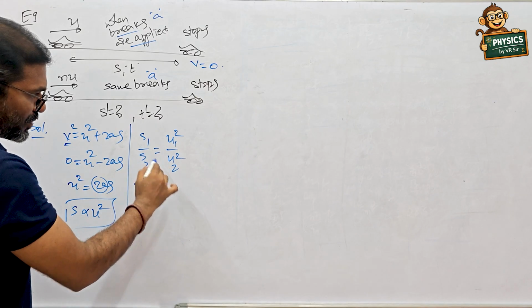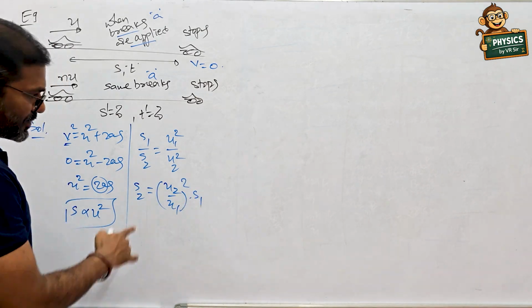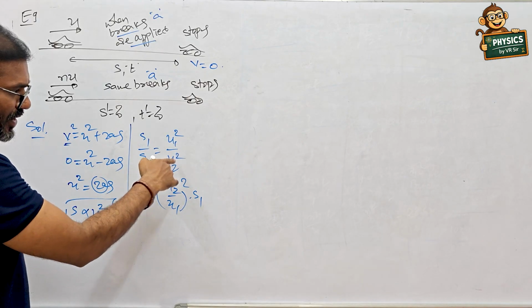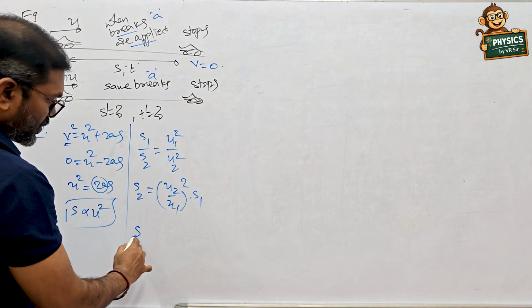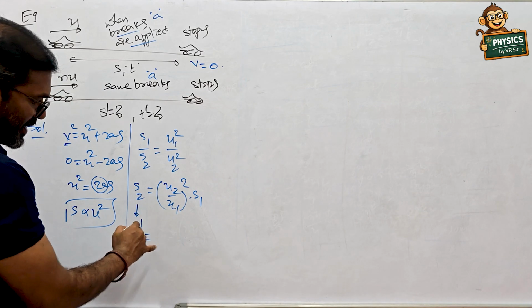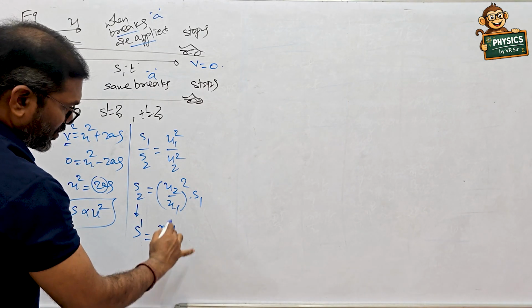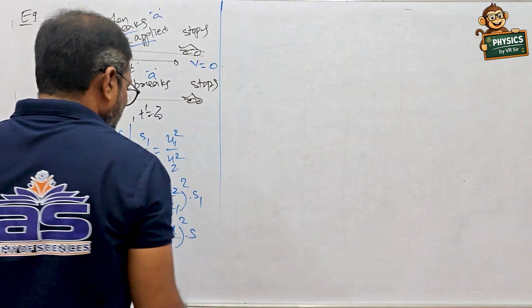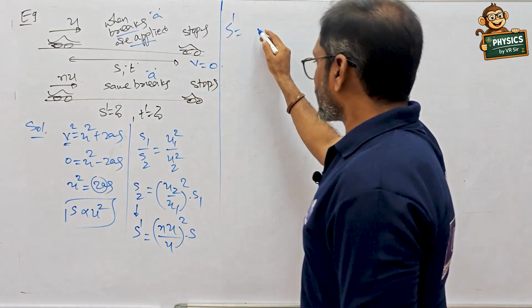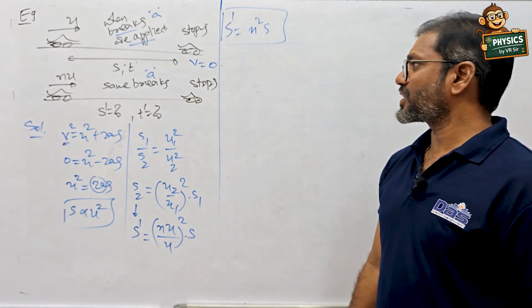So how do we take cross multiplication? s2 is u2 by u1 whole square into s1. s2 comes over here and u2 comes to the numerator in cross multiplication. So s dash, which is s2, is nothing but u2, which is n times u, over u1, which is u, whole square, into s. So then we can write s dash is equal to n square s. n square s. Hope it's clear.